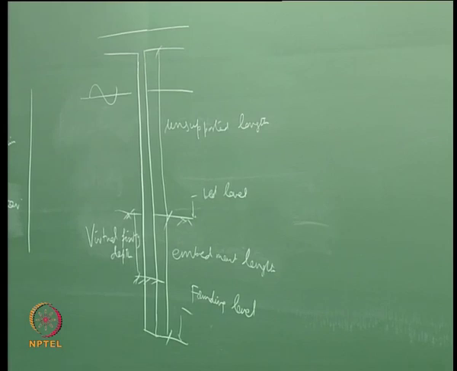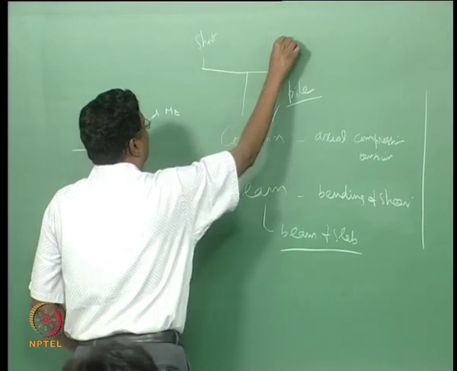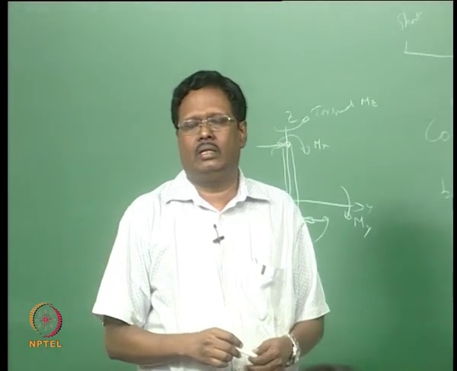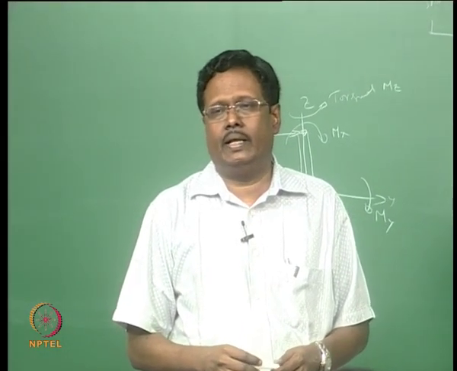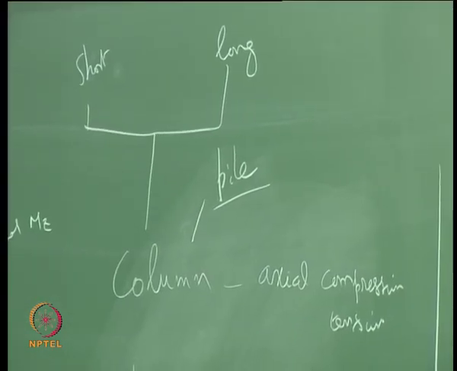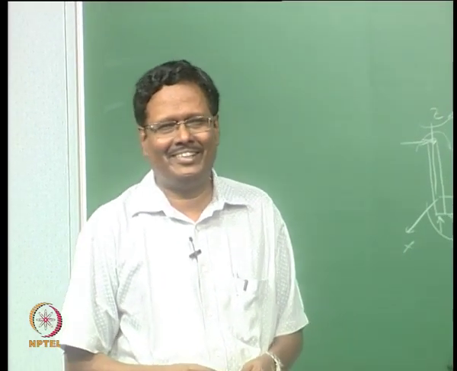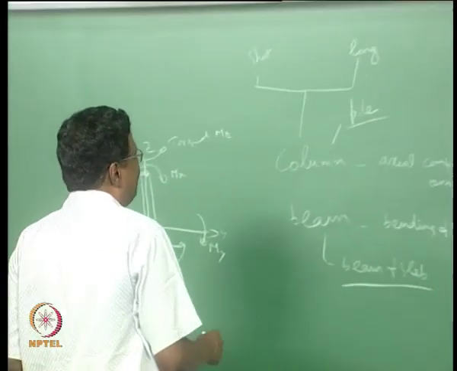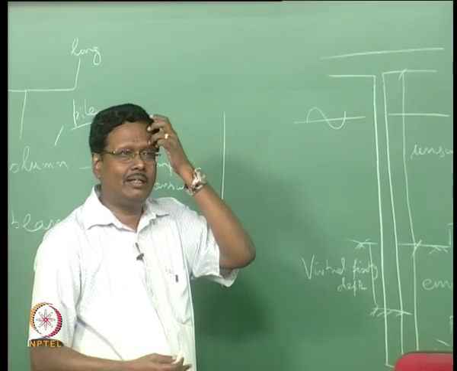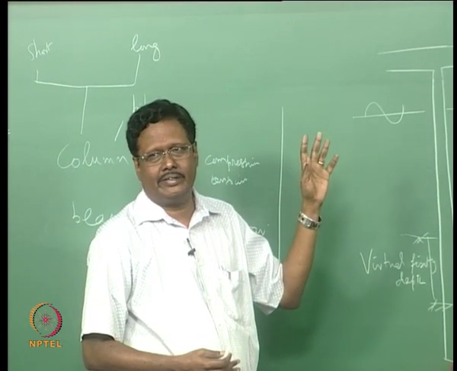So, when you talk about the column, there are 2 types of column, one is called a short column, another is called a long column. What is the difference between short column and long column? What is aspect ratio? What is L here? Unsupported length? Unsupported length is not correct.